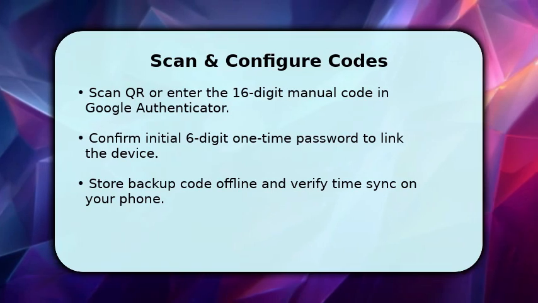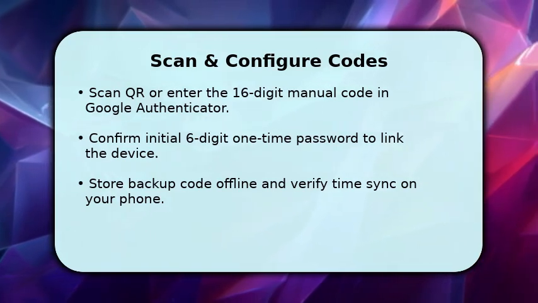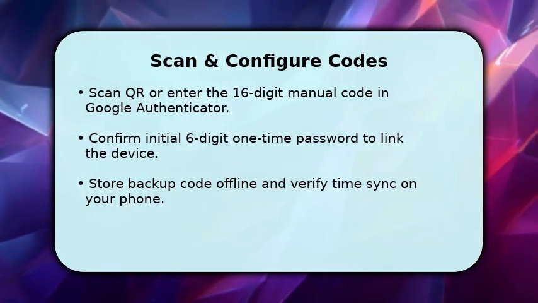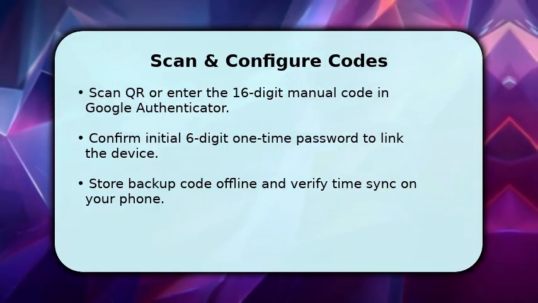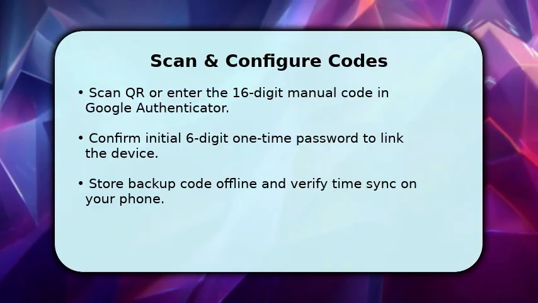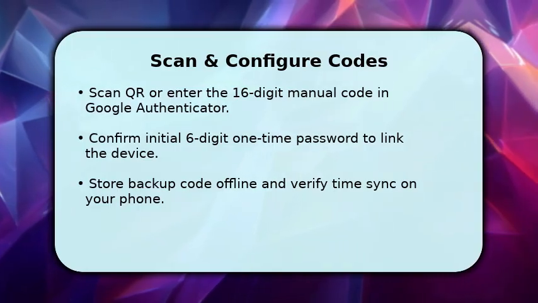Now open Google Authenticator and tap to add a new account. Scan the Treasure QR code or choose manual entry and type the 16-digit key. Once the account appears, wait for the rotating 6-digit code and enter it back on the Treasure prompt to confirm.